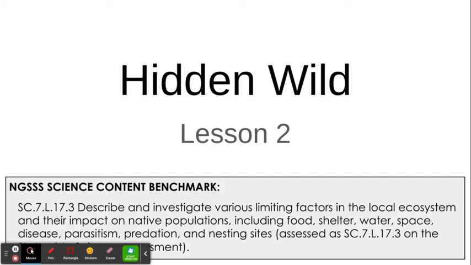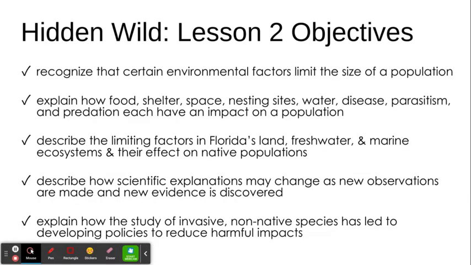This is an overview of Hidden Wild Lesson 2 that can be utilized in the middle school 7th grade content area that would review limiting factors. There is a lesson plan and there are worksheets that can go along with the lesson that can either be printed or can be utilized digitally throughout Google Classroom.